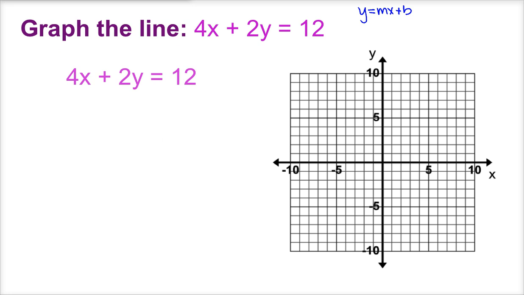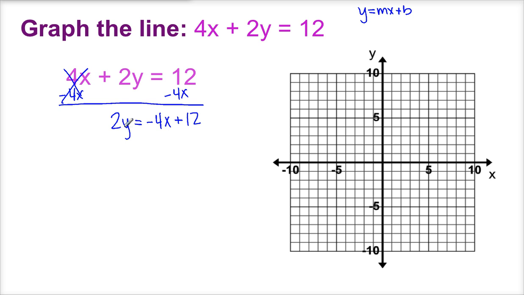So to get this equation in slope-intercept form, like I said, we need to get y by itself. So first thing that's got to go is this 4x. What's the zero pair with 4x? A negative 4x. So subtract 4x on both sides. And 4x and negative 4x combine to be 0. And I'm left with 2y equals a negative 4x and a plus 12.